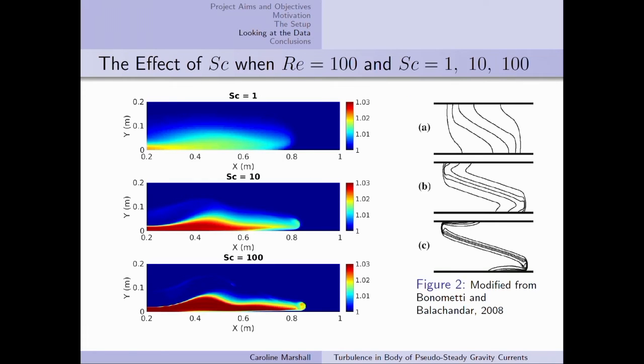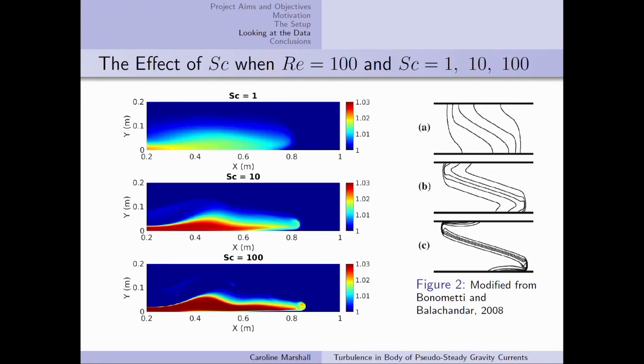So what have we found so far? What you see on the left of the screen are pseudo-color plots of salinity taken from our investigations, and on the right are contours of density taken from a paper by Bonometti and Balachandar. So Bonometti and Balachandar looked at lock exchange style flows rather than constant influx, but despite that, there are some similarities that you can see here.